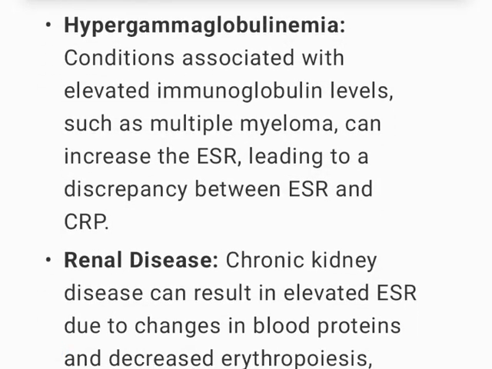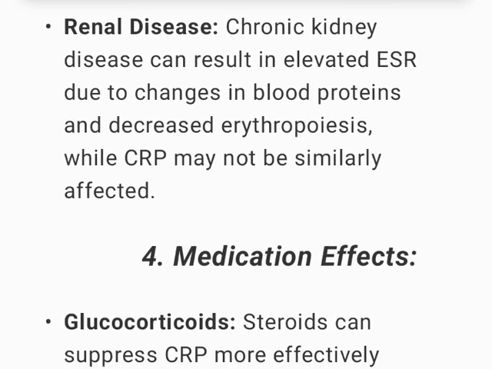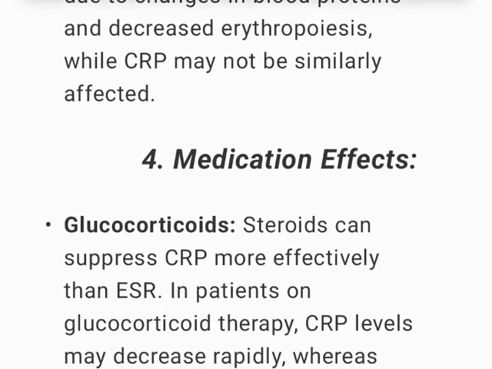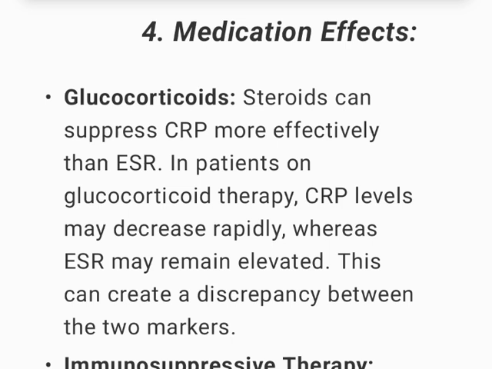Hypergammaglobulinemia. Conditions associated with elevated immunoglobulin levels, such as multiple myeloma, can increase the ESR, leading to a discrepancy between ESR and CRP. Renal disease. Chronic kidney disease can result in elevated ESR due to changes in blood proteins and decreased erythropoiesis, while CRP may not be similarly affected.